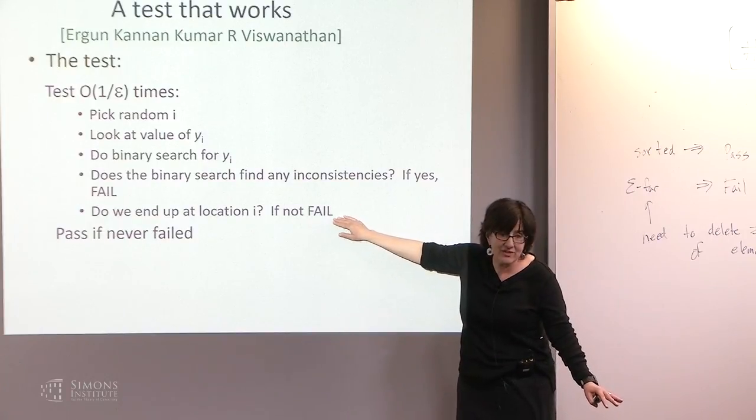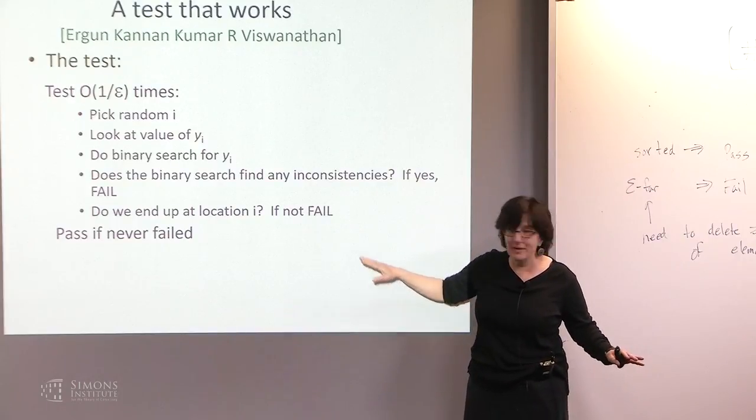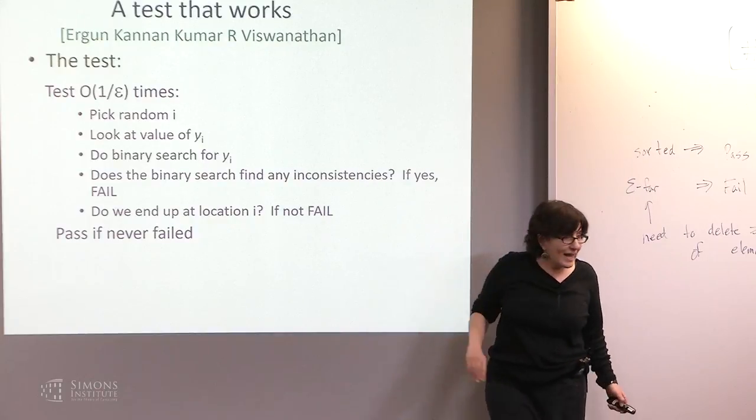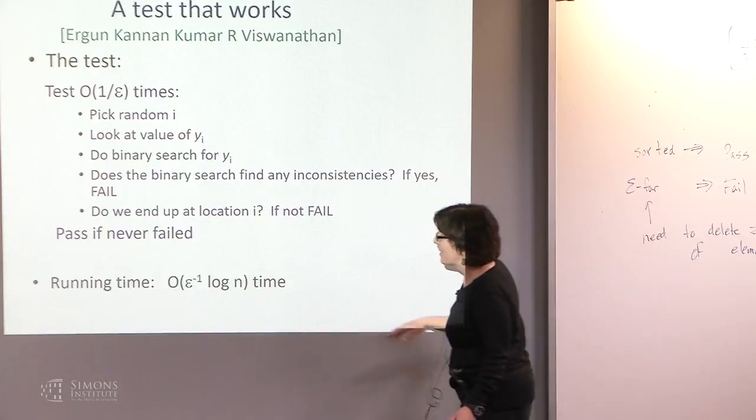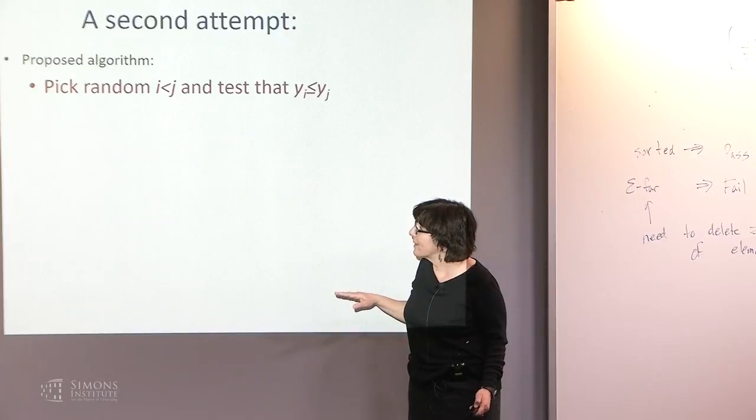And if you don't end up at location I, you fail this list because there must have been some problem here. And if you did this thing 1/ε many times, and you never failed it, then you can pass. So this running time is 1/ε log n. Let's see what it would have done in our example back here.